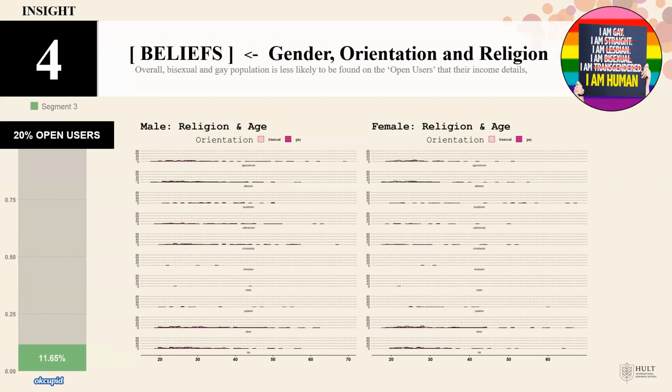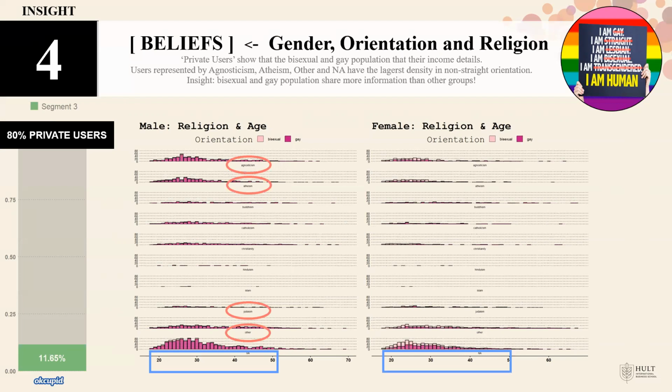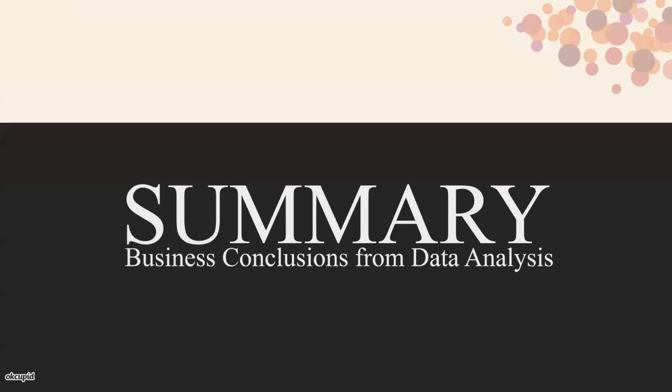makes me think that maybe bisexual and gay users tend to be more open about their information, and they share more about everything, not just their income, but also their beliefs, ideologies, or anything else. So maybe in this aspect, we can say that the market that interests the most for OkCupid is this one for some reason. I mean, they have more data about them. That's what I'm trying to say, right?